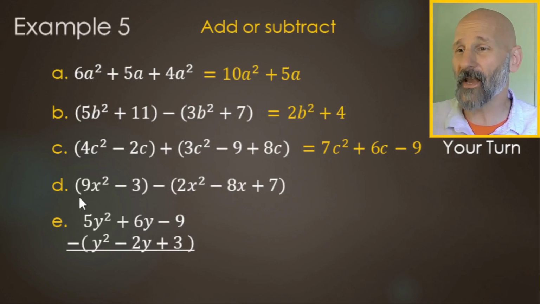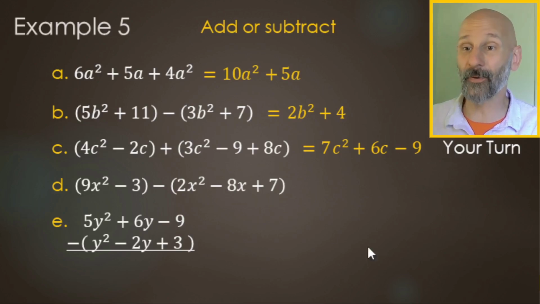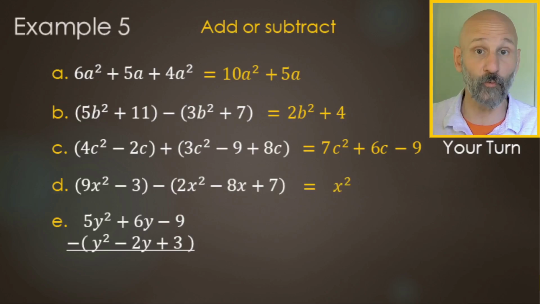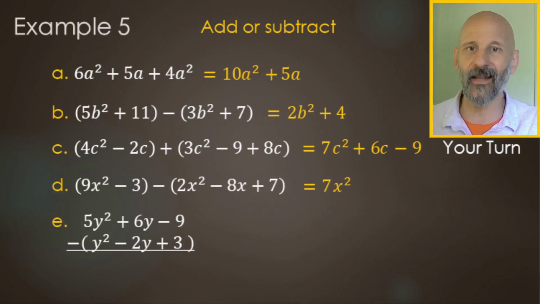So here we go with 9x squared minus 3 minus 2x squared minus 8x plus 7. So again, start with the highest exponent first. In that case, this would be x squareds, okay? So we're looking at our x squareds. We have a 9x squared minus a 2x squared. That's going to make 7x squared.